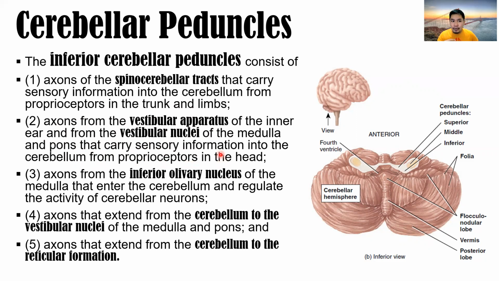So when we say proprioception, this pertains to knowing the position of the body, whether it's the direction of our head. So this helps us in the coordination part of the body. And when we talk about the vestibular apparatus of the inner ear, this pertains not only to proprioception, but also to balance and equilibrium.